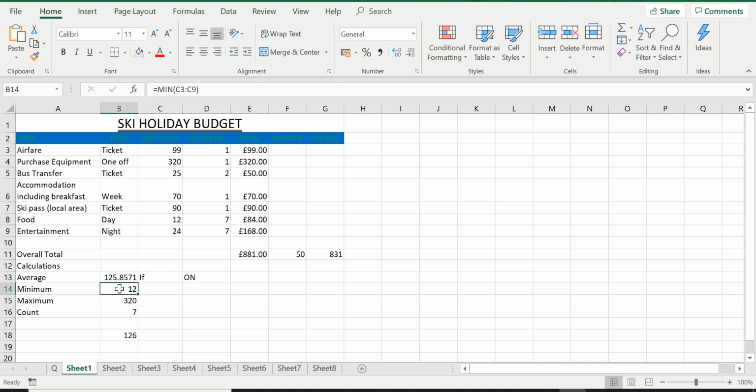Look at the next one, the minimum function. The minute you put the word min, Excel knows you're asking it to find the smallest value in this range. The next one, max, because you put the word max in the function, Excel knows you're asking it to find the largest value in this range. Look at the next one, because you put count A, Excel knows you're asking it to count everything between A3 to A9.